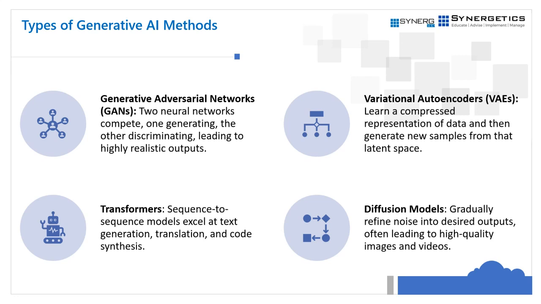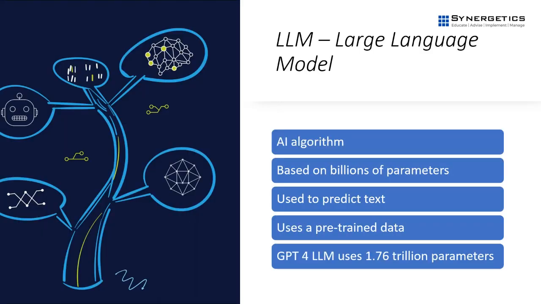So these are some of the models that we are using for building the large language models. And there are many large language models available based on GAN, transformers, variational autoencoders, diffusion models, and so on.